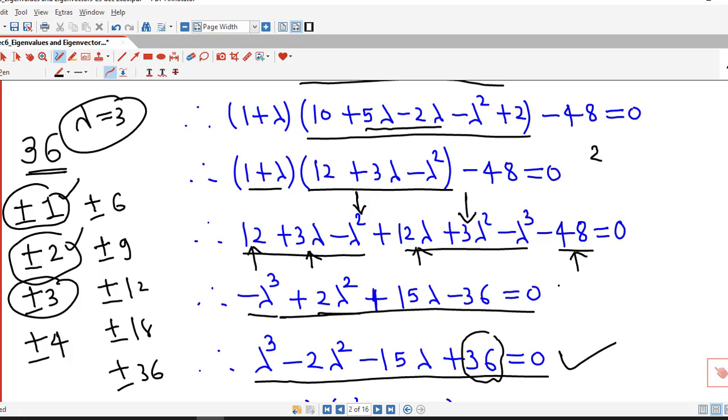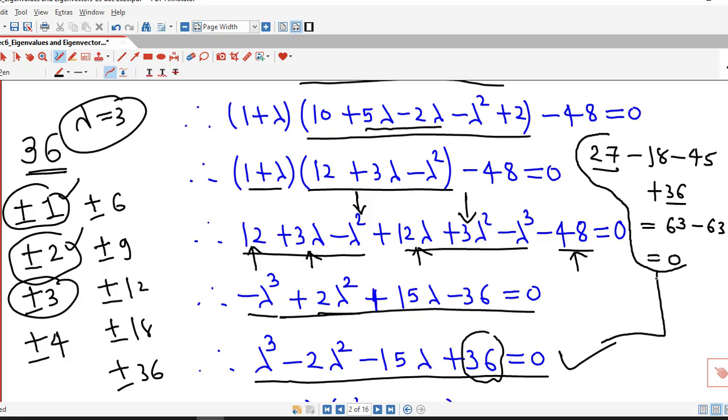For lambda equal to 3, this equation becomes 27 minus 2 into 9, which is 18, minus 15 into 3, which is 45, plus 36. Now 27 plus 36 is nothing but 63, and this is also 63. So we obtain 0. So this equation is satisfied for lambda equal to 3. So lambda equal to 3 is one solution of this equation.